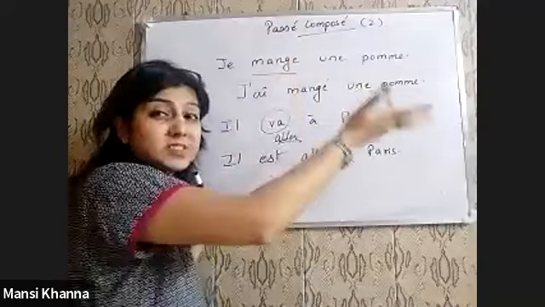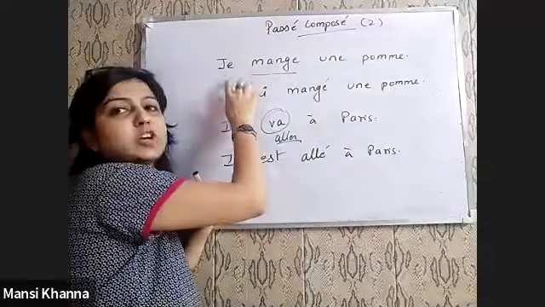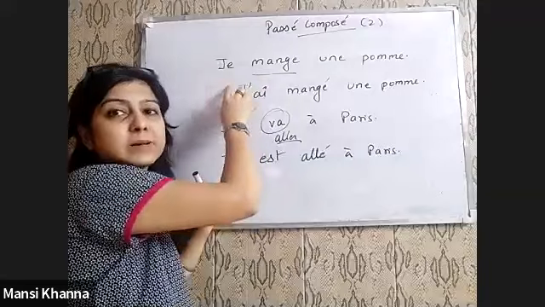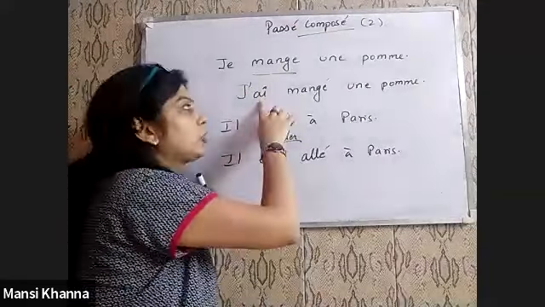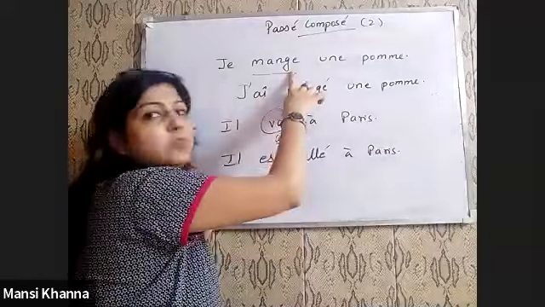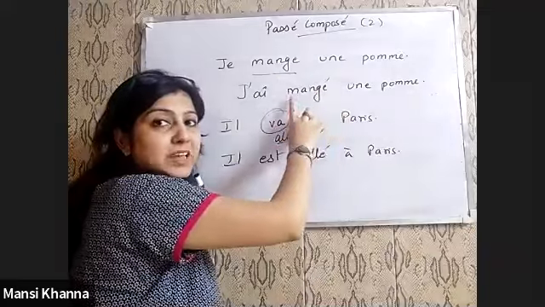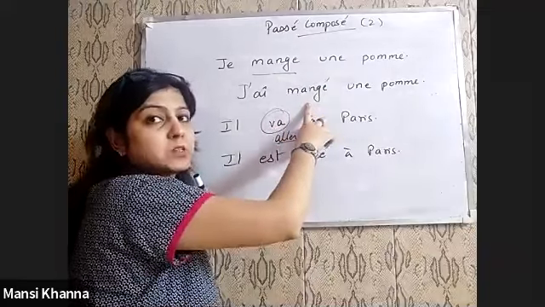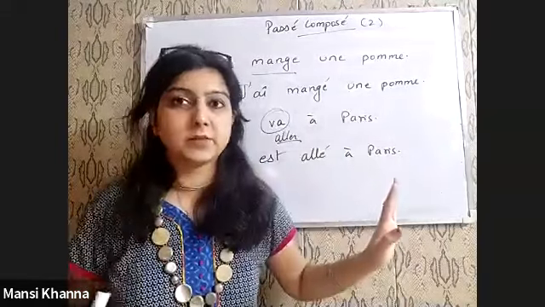Conjugating with avoir, what does it mean? It just means that you conjugate avoir with the subject of the sentence. Whatever the subject is, you just conjugate avoir with it. And after conjugating avoir, the main verb is put into the past participle. And the rest of the sentence remains as it is.